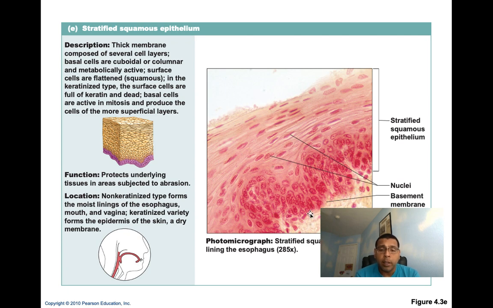So what's the function of having all of these cells? The function is that these cells are all going to protect the underlying tissues in areas that are subject to abrasion. Right, so we don't need those cells, this type of tissue, inside of the lungs. Now, the non-keratinized type is going to form the moist lining of the esophagus, the mouth, and the vagina. The keratinized type forms the epidermis of the skin, which is a dry membrane. Should make sense.